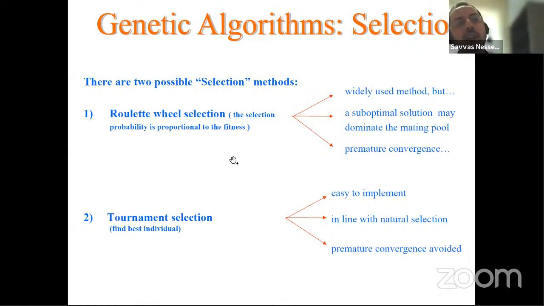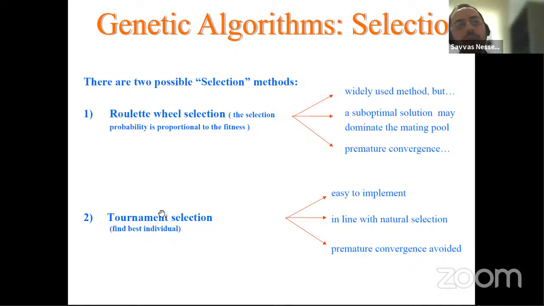So in the literature, there are two approaches. One is called the roulette wheel selection, where the selection probability is proportional to the fitness. Even though this is widely used, it has the problem that a suboptimal solution may dominate the mating pool. For example, you might have a function which is good, but not good enough, and then your genetic algorithm might be stuck in a fake minimum. You might be stuck there and never move. So personally, I don't like this very much.